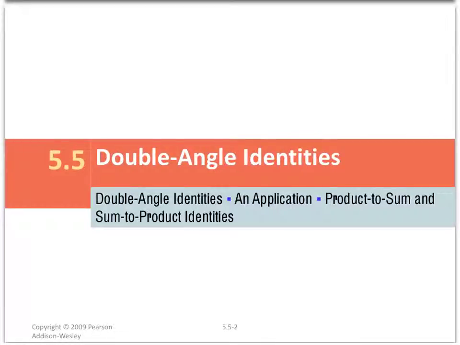Alright, so let's get started. This is section 5.5, your double angle identities. We'll start off by showing some of the derivations for your identities.